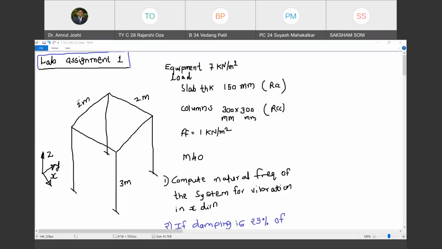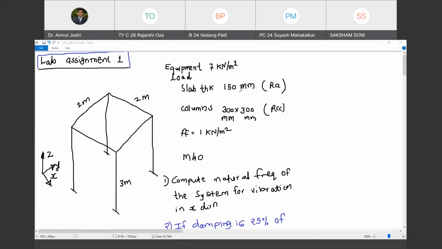Started recording. So this is lab assignment 1. Let us read the problem statement. So you have been given a diagram here. You can see that this is a single story, single bay frame, and an equipment load of 7 kilonewton per meter square is acting on the slab.